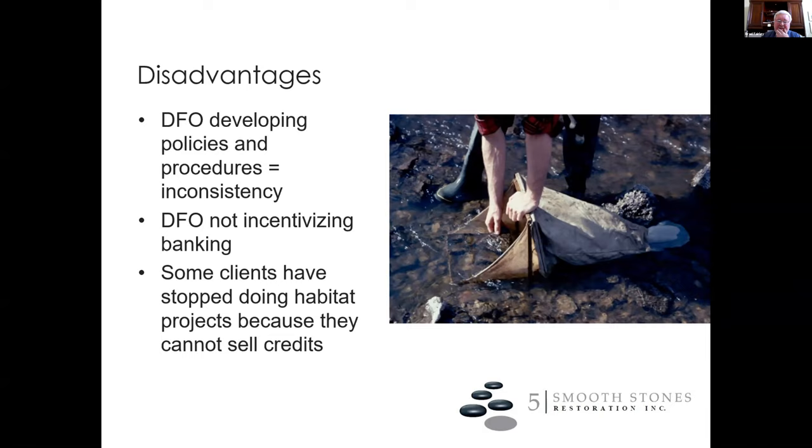The other thing is, from my perspective, I don't think DFO is doing a very good job of incentivizing. They want to encourage habitat banking. They've said that. But they're not doing what they could do to facilitate that and encourage people to go that route. I've been involved in a couple of projects where the cost of the pre-construction and the post-construction monitoring was going to be more than the value of the credits generated. So proponents back away. And I've had some clients that have simply stopped doing habitat projects because, as it turns out, they're not going to be allowed to sell the credits. Some clients are just going, well, I'm not even going to bother to restore habitat because there's nothing in it for me, which is a very, very unfortunate situation.